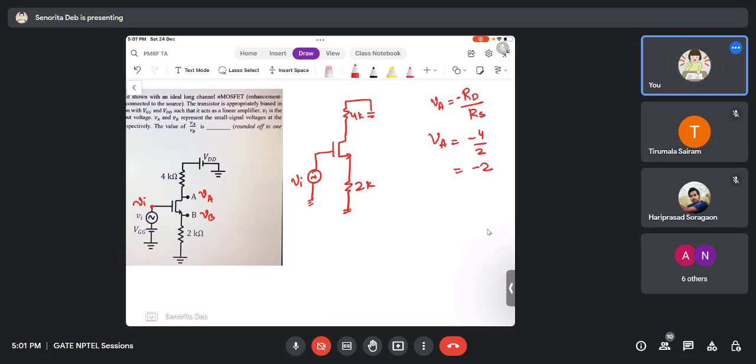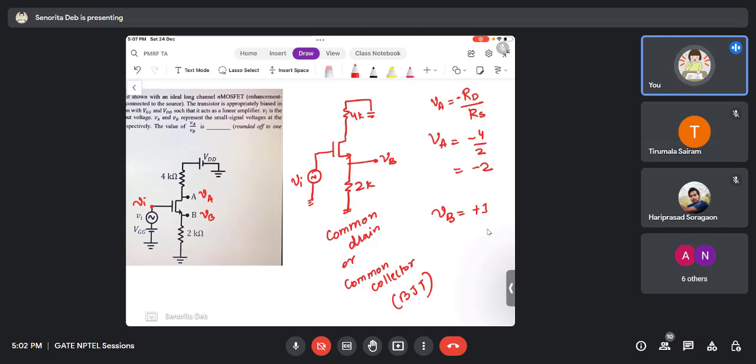What is VB? See, the circuit is not two different circuits with two different outputs. It is one circuit, and if I take one terminal A, that output, if I take one terminal B, that output, how will it behave? So now that circuit has now become a common drain, or if it is a BJT, it is common collector. Right? So now for common drain and common collector, what is the output? Voltage gain is 1. Right? So VB is nothing but plus 1.